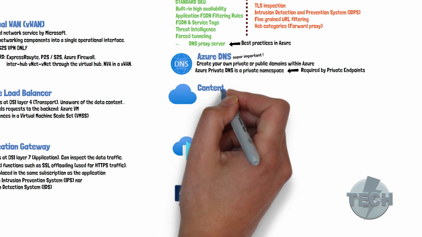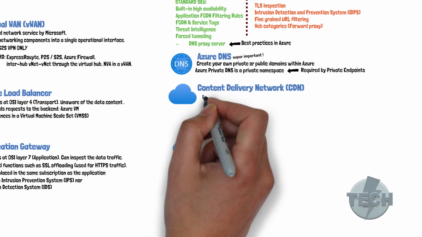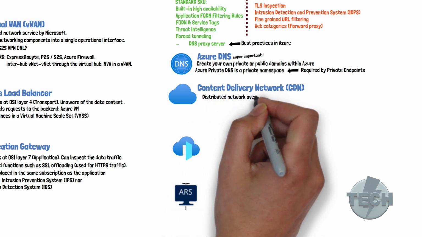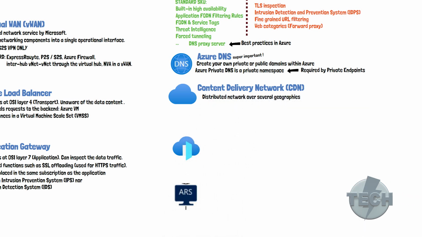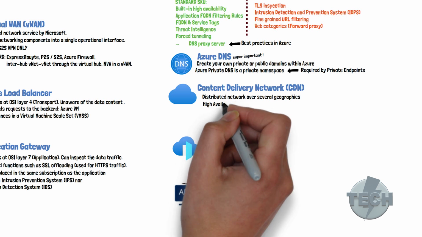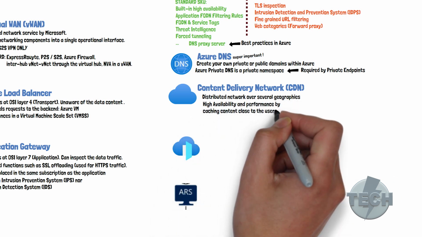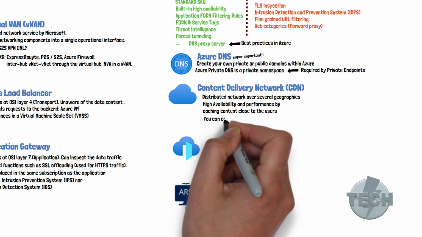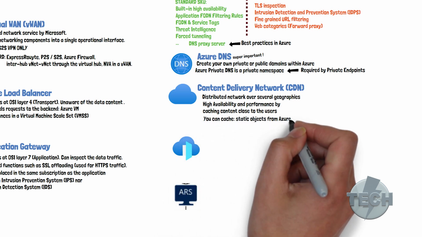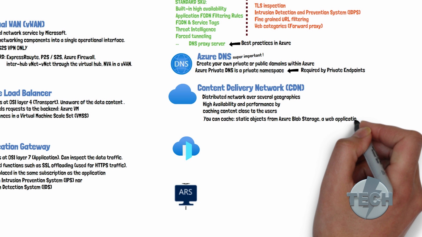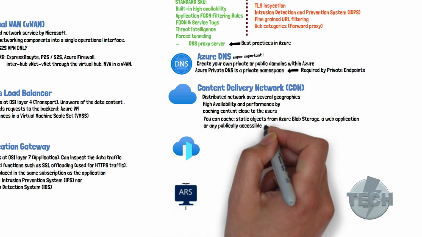Content Delivery Network, CDN. Now this is a general concept where you have a distributed network over several geographies. You deliver high availability and performance by caching content closer to the user. You can cache static objects loaded from Azure Blob Storage. You can cache a web application or any publicly accessible web server.